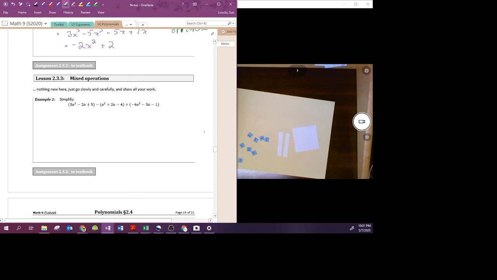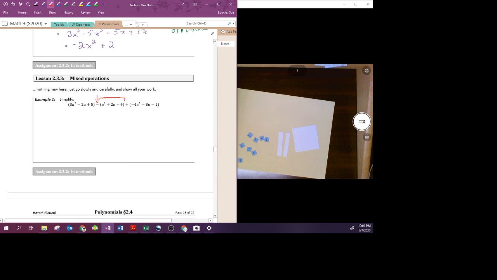Okay, last example. This is mixed operations. There's nothing new. Just go slowly and carefully and show all your work. Okay, pay attention to what you're adding and what you're subtracting. So I'm going to show all the steps. I'm not going to skip anything. Notice that this is a minus sign here. Okay, you're only subtracting this part. Okay, you're adding this chunk at the end.